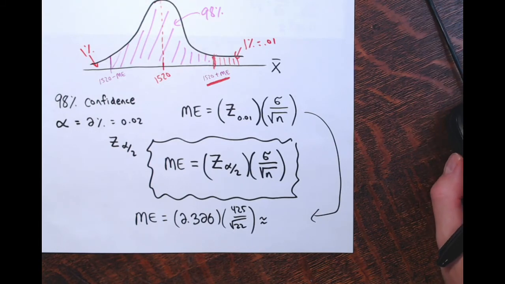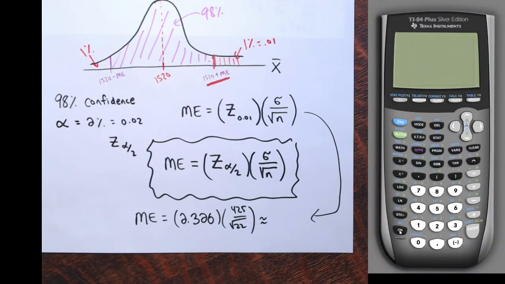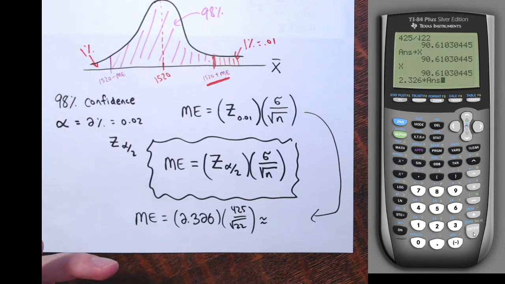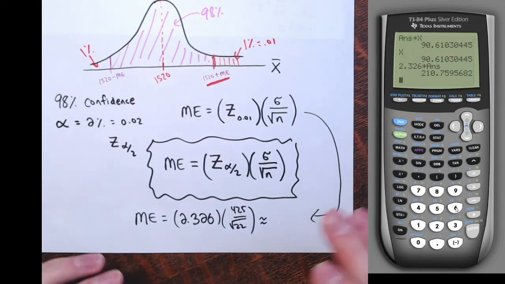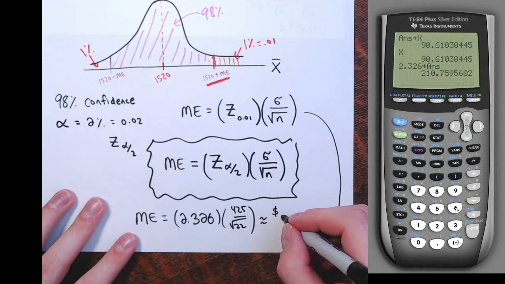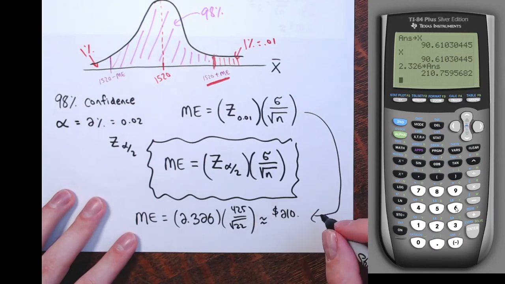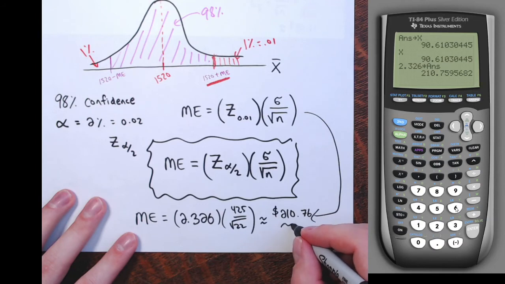Well, I'm going to pull up the calculator and let's enter this stuff. So 2.326 times, well, I don't need to hit x, I can just use the previous answer. Oops. All right, so let's try that again. 2.326 times the previous answer, which is above the minus sign here, so that'll be times the 90.6103 something. So the margin of error is 210.759, so 210.76 if I round to 2 decimal places.